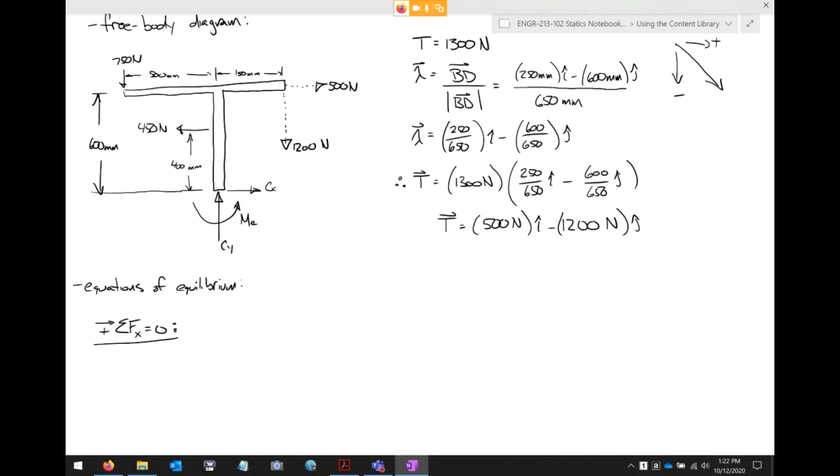So is it positive or negative? There you go. So negative 450 newtons. Okay, what's my next force? Is there any more forces that I know? 500 newtons, and positive or negative? There you go. See, this isn't so hard.